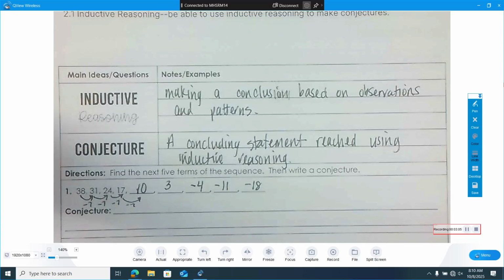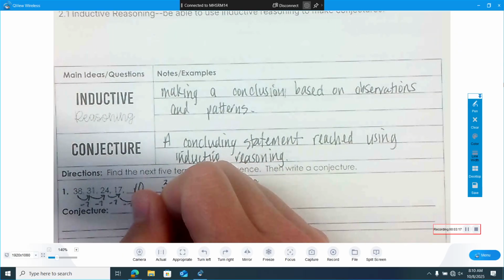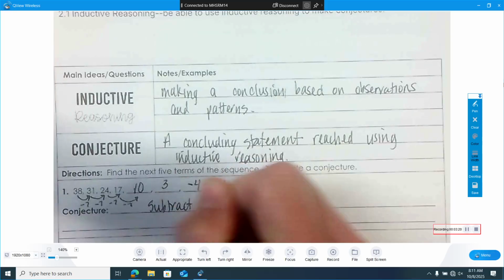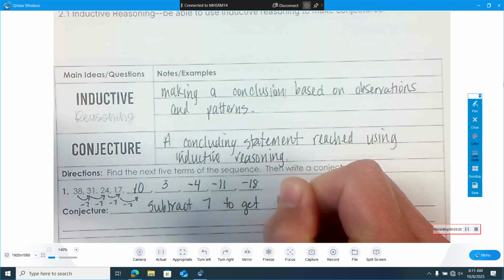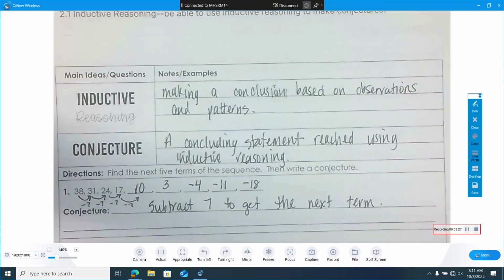Okay. So you recognized the pattern very, very quickly there. So what is our conjecture? How do we get the next term? Subtracting 7. Okay. Subtract 7 to get the next term. Very good. So based on your recognition of a pattern, you were able to make a very good conjecture. Okay, pretty straightforward. Let's go down to number 3.